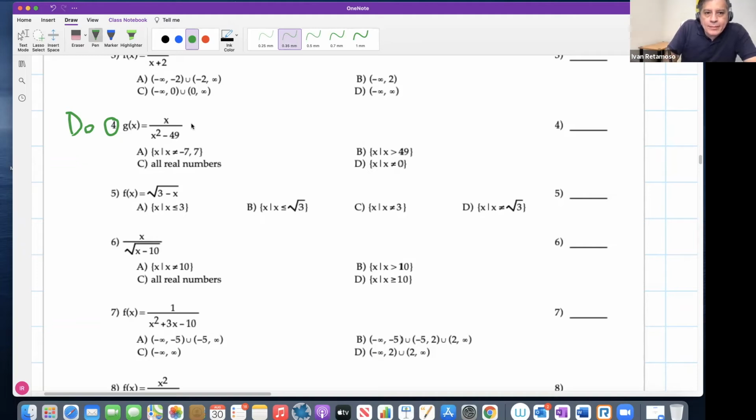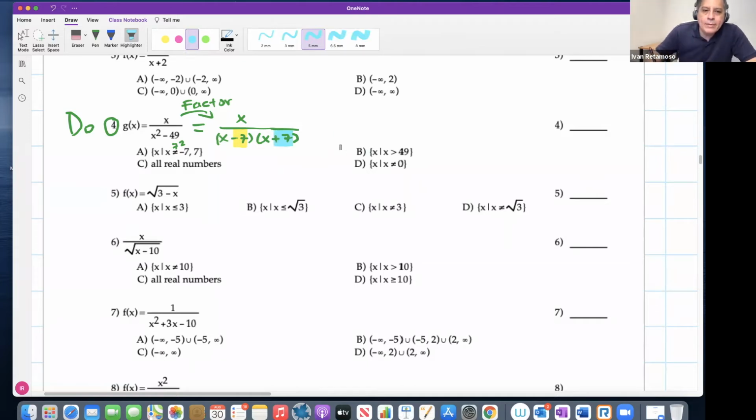So if we factor this, we're gonna get that this function is just x over x minus 7 times x plus 7, right? I'm using difference of squares, this is 7 squared. Notice. Now pay attention to the opposite of this guy and the opposite of this guy. These are important because we have to take them away from the number line. They will give us trouble when we try to evaluate this function. These are not good inputs.